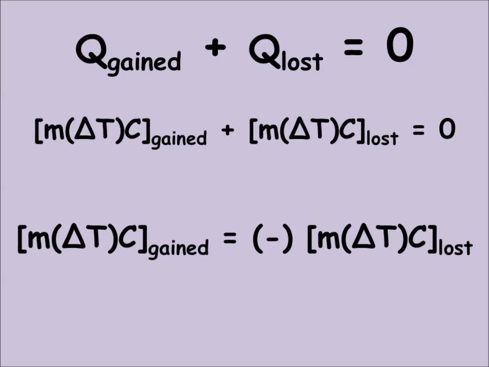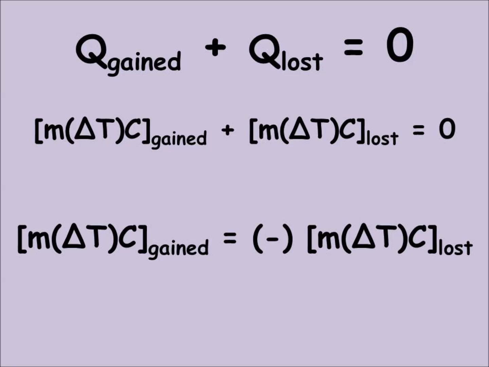So this is the genesis of the actual equation you're going to be using. Heat gained plus heat lost equals 0. m delta T c gained plus m delta T c lost equals 0. m delta T c gained equals the additive inverse, or negative m delta T c lost. So remember that negative sign on the right. Don't forget it. Otherwise, you'll wind up with a value that's incorrect. So make sure that you have that negative sign there on the right side of the equation.